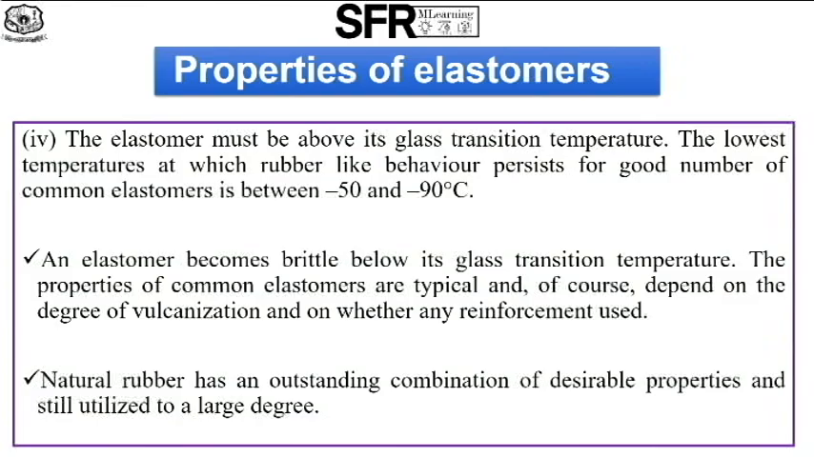The properties of common elastomers are different and of course depend on the degree of vulcanization and on whether any reinforcement is used. Natural rubber has an outstanding combination of desirable properties and is still utilized to a large degree. However, the most important synthetic elastomer is SBR, which is used especially in automobile tires reinforced with carbon black.